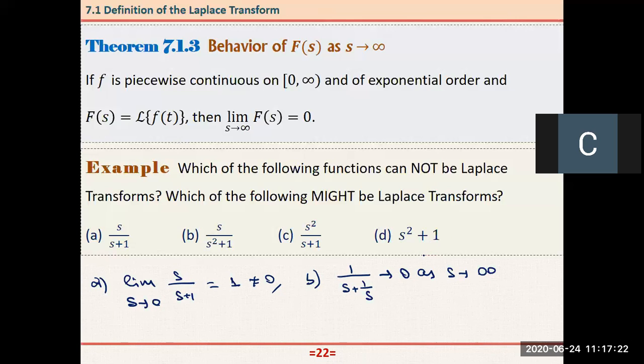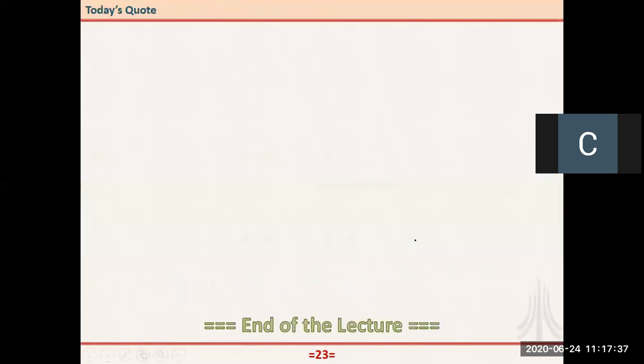That means that if you pick any function defined on this interval that is piecewise continuous and of exponential order, and you evaluate its Laplace transform, it is never equal to this.